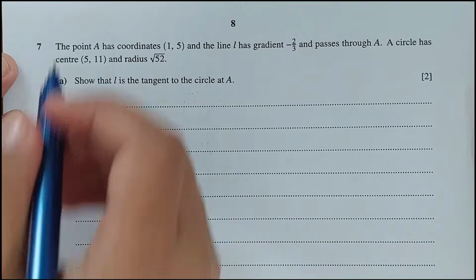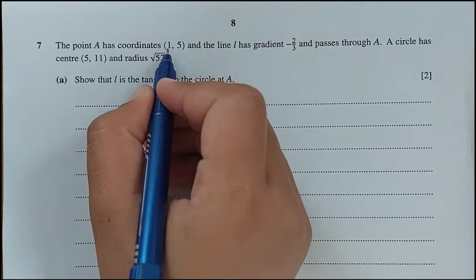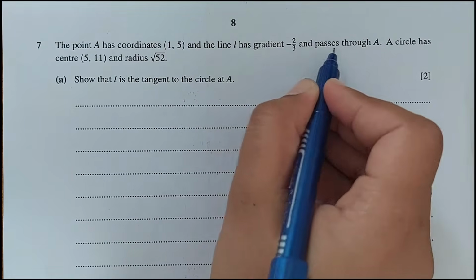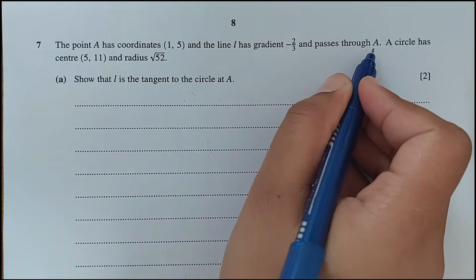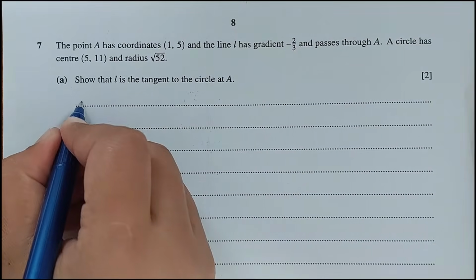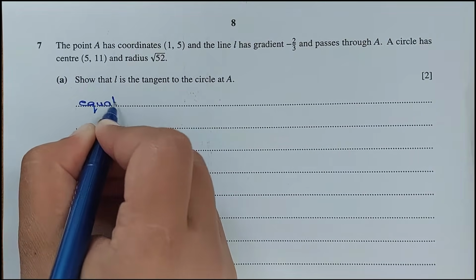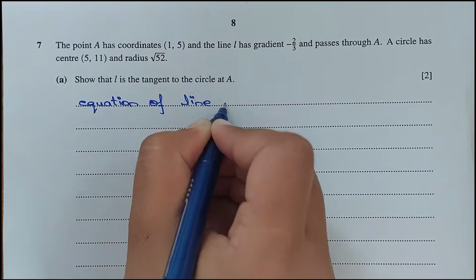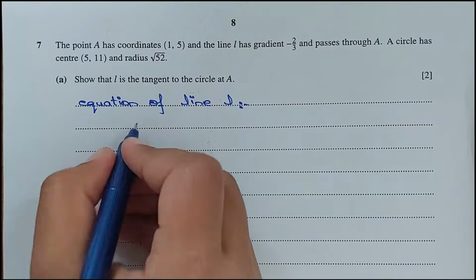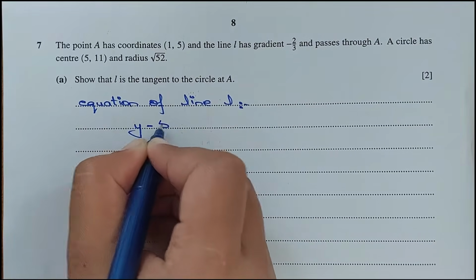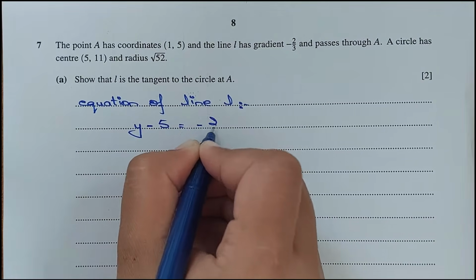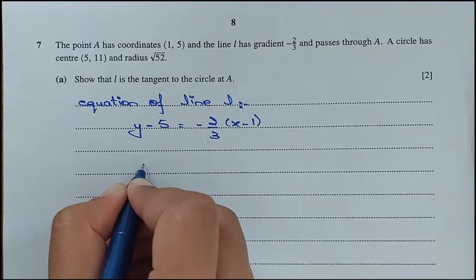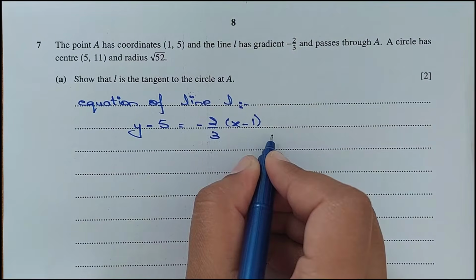Question number 7. The point A has coordinates 1, 5 and the line L has gradient minus 2 by 3 and passes through A. So the line L passes through A. So first let me write down the equation of line L. We have been given the gradient and it passes through A. So y minus y naught equals the gradient, minus 2 by 3, into x minus x naught, which is 1. This is the equation of line L.